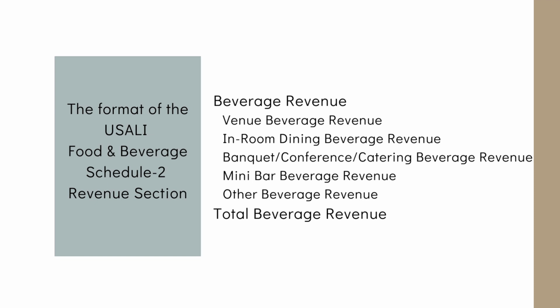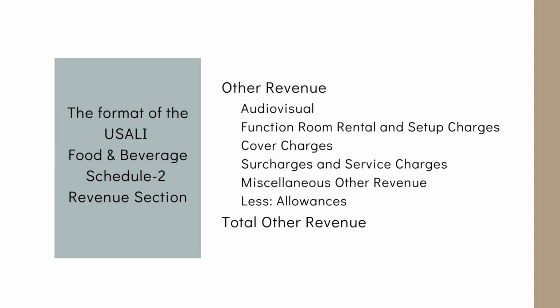Each revenue category mirrors those in food, but it's all about the sale of alcoholic beverages for guests to enjoy in these designated areas. The next section of revenue in this schedule is aptly named Other Revenue. This category covers the sale of items that are not consumable food and beverages.